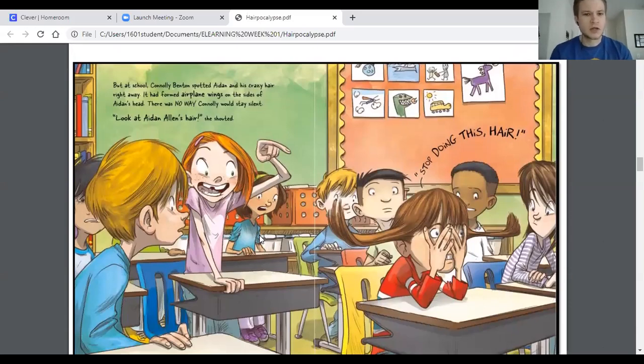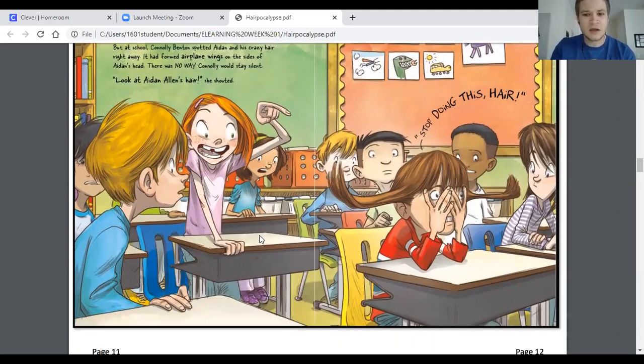But at school, Connolly Benton spotted Aiden and his crazy hair right away. It had formed airplane wings on the sides of Aiden's head. There was no way Connolly would stay silent. "Look at Aiden Allen's hair," she shouted.